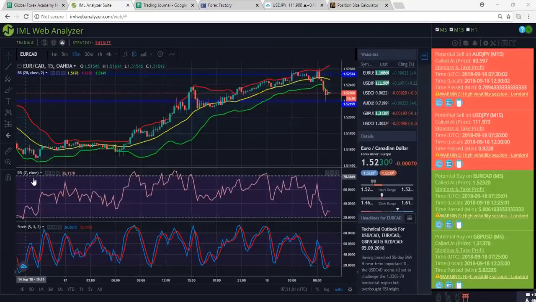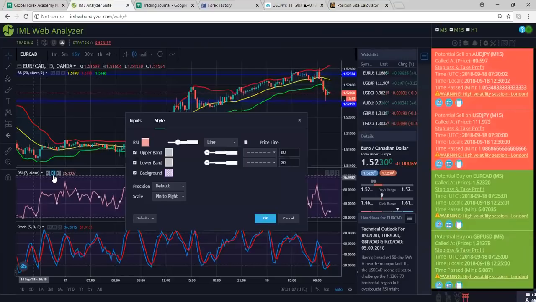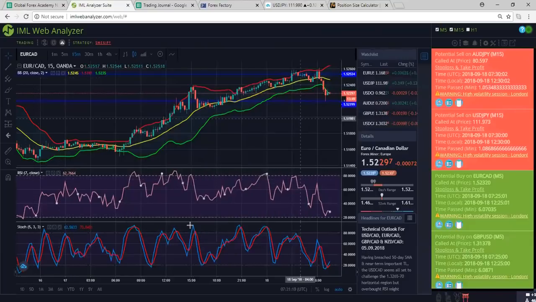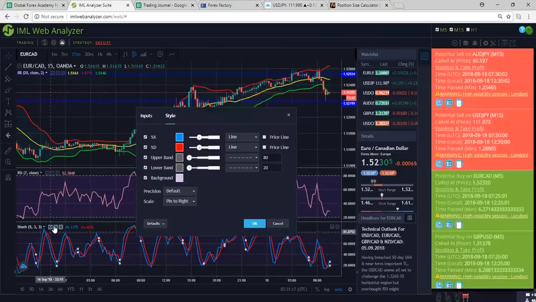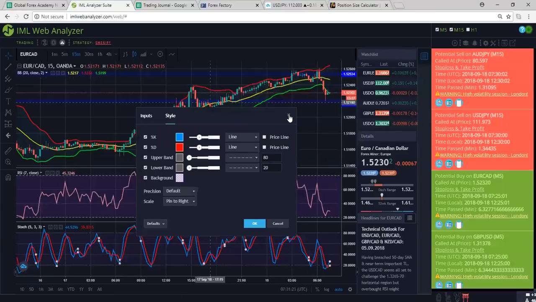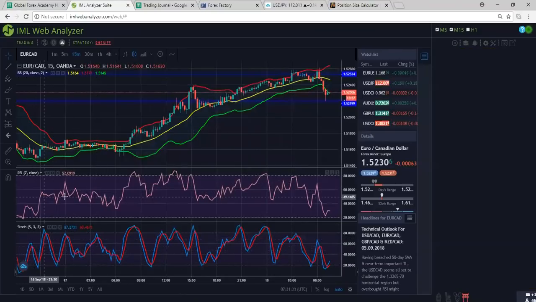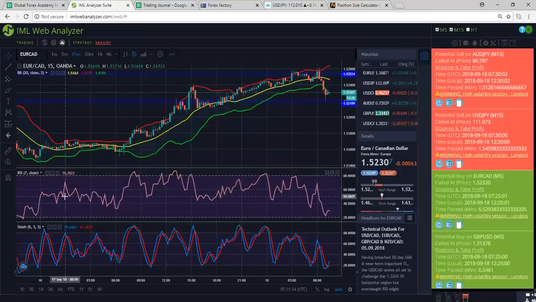Actually, I think Shareef uses 14 and close, but I actually use 7 and close, so you can change it here on format if you want, but this works really, really well for me. And then the stochastic, I have mine on a faster speed at 5, 3, and 3. And you can change those numbers here. So if you have selected the Shareef strategy in IML Web Analyzer, your numbers may look just slightly different from mine. It still works the same. I just like my stochastic a little bit faster. And I also changed the RSI setting, which I believe is different, but it's pretty much similar, okay?